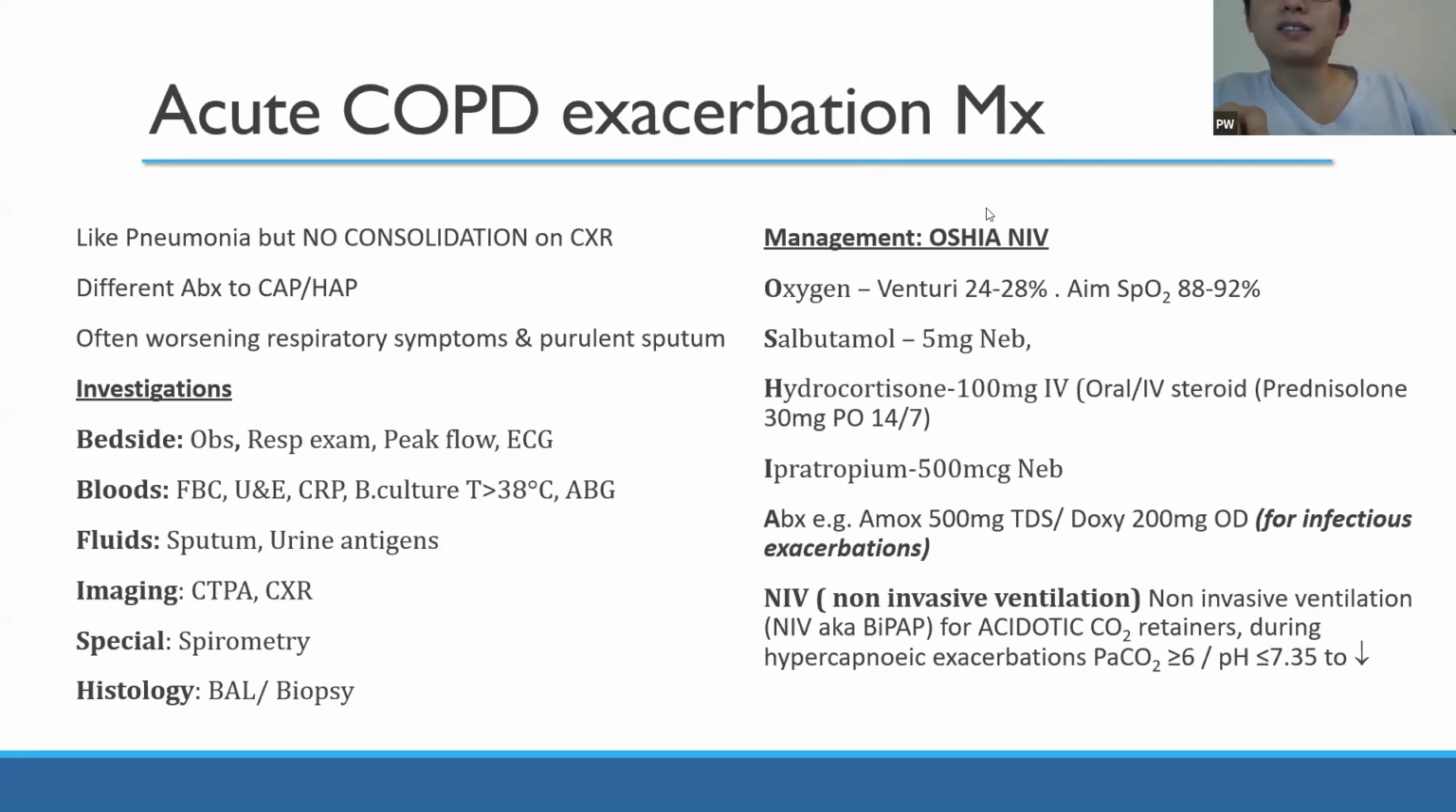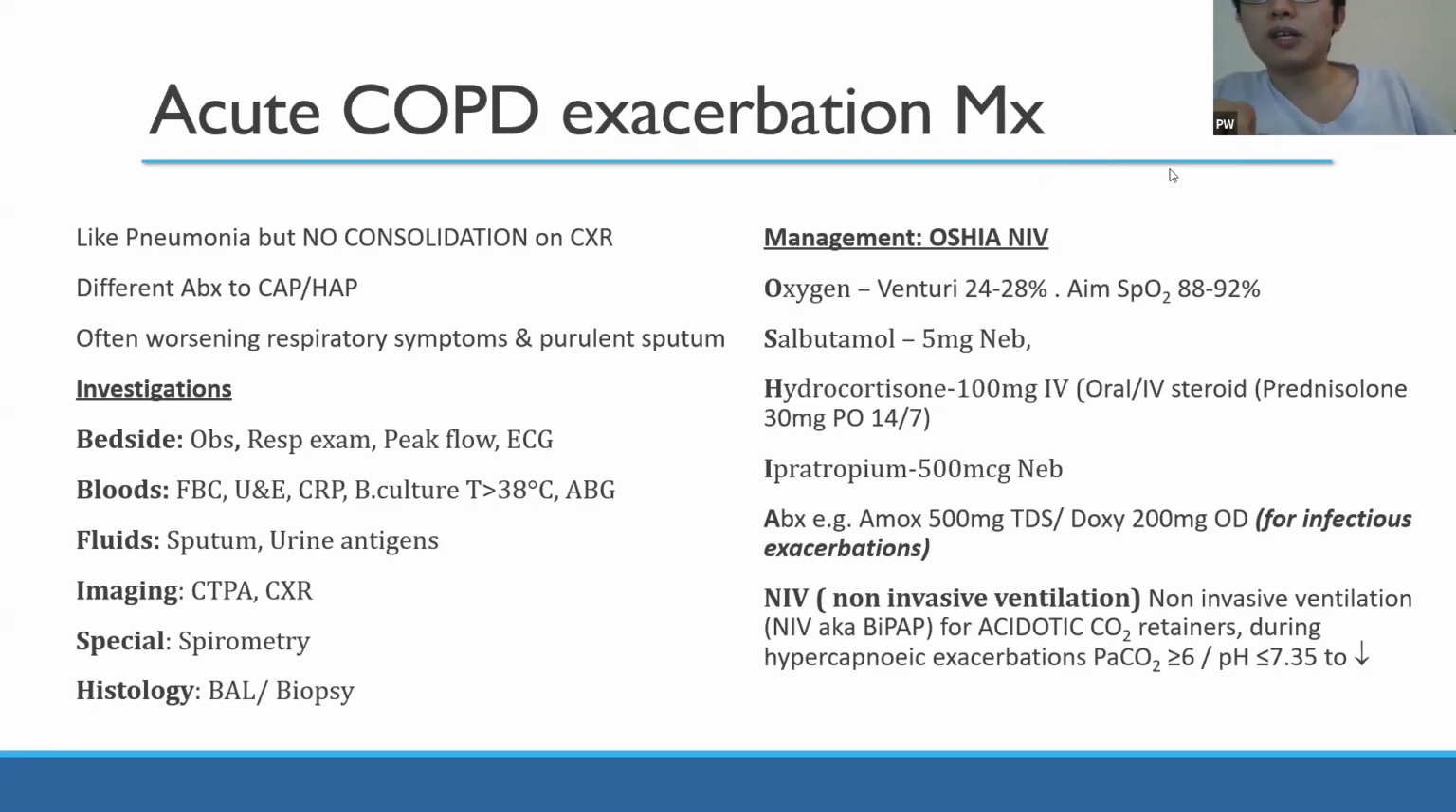So it's a different acronym. It's OSHIA NIV. So the vast majority of this is similar to the oxygen or to the asthma pathway. But it's oxygen, salbutamol, your hydrocortisone or prednisolone, you've got your ipratropium, you've got your antibiotics, and then you've got your NIV or invasive ventilation if they're for that.